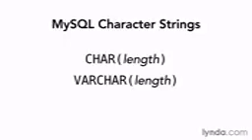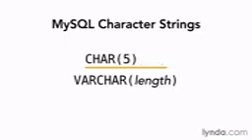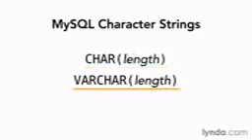Character strings come in two varieties. The char string is a fixed-length string. The parameter is used to define the length of the string. For example, if you specify a length of 5, the string will always be 5 characters in length. If you put fewer than 5 characters in this string, it will add spaces at the end of the string in order to pad it out to 5 characters, and when you retrieve the string from the table, any padded spaces are removed first.